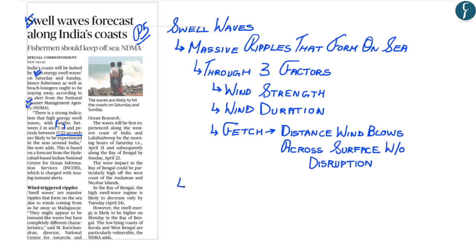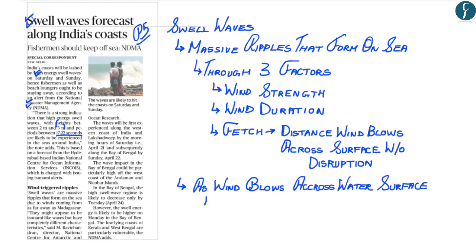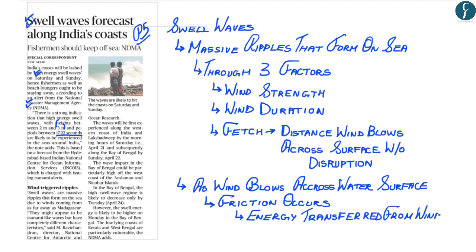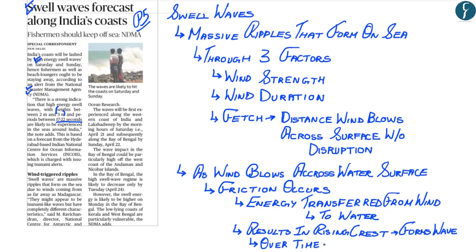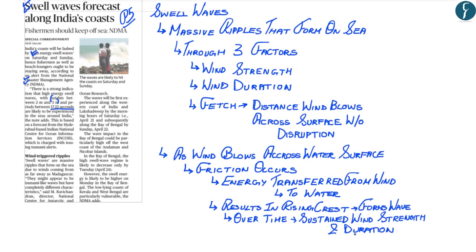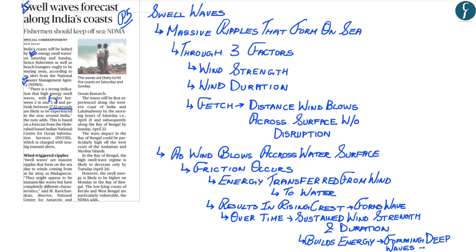Now, as the wind blows across the sea, across the water's surface, friction occurs between the surface of the water and the wind, because of which energy is transferred from the wind to water. And this transfer of energy results in a rising crest that forms into a wave. And over time, the sustained wind strength and duration results in a buildup of large amounts of energy, forming deeper waves, which are known as swells.